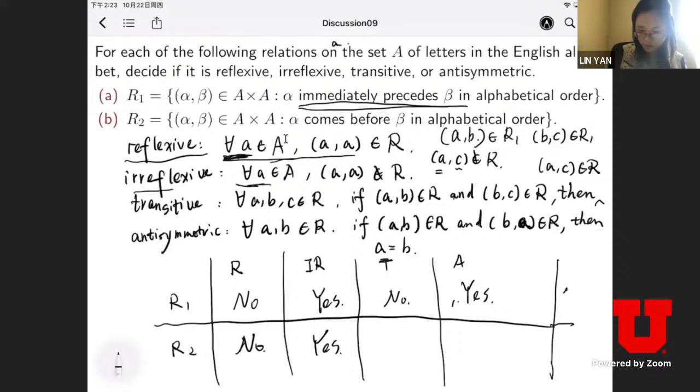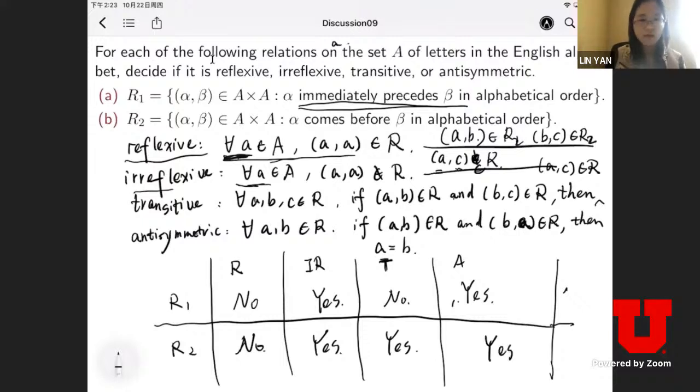So then, is it transitive or not? Okay, yes, it's right. Use the same examples. AB is in R2 and BC is in R2. AC is in R2 because A comes before C. So yes. And finally, antisymmetric or not? Yes, that's right. Because if alpha comes before beta, then beta cannot come before alpha. Okay, we're done with this problem.